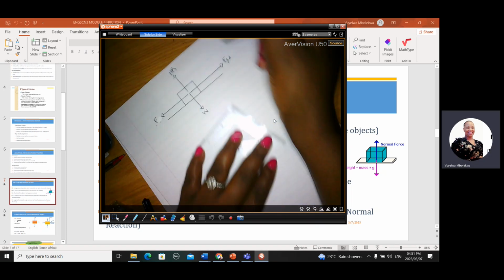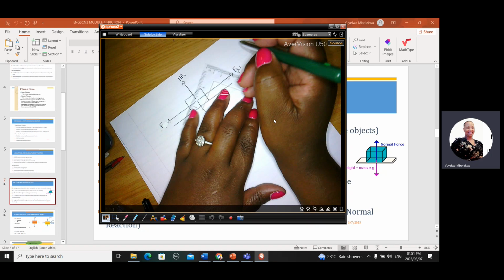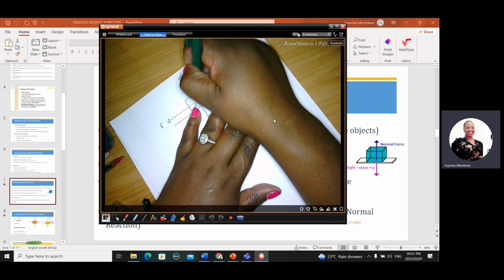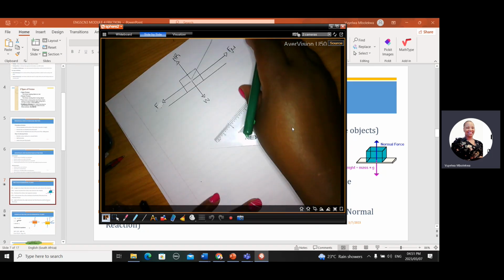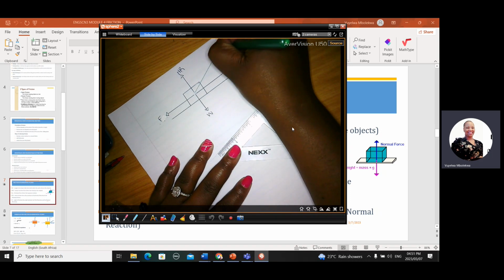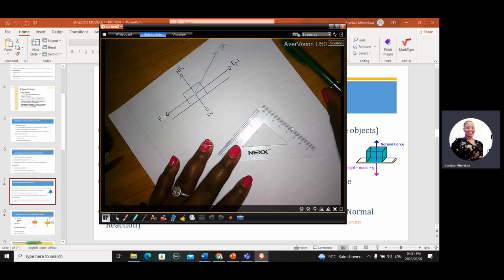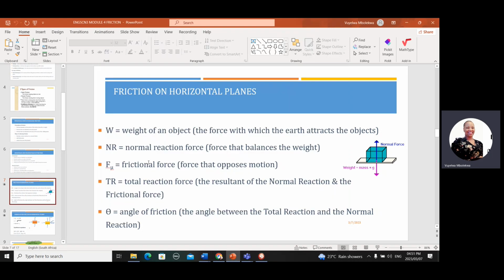Then there is another force which acts in between the normal reaction and the frictional force. That force is called the total reaction force, TR. Okay? So all these forces are described over here on the notes. Yes, the total reaction force. Yes, the normal reaction force.